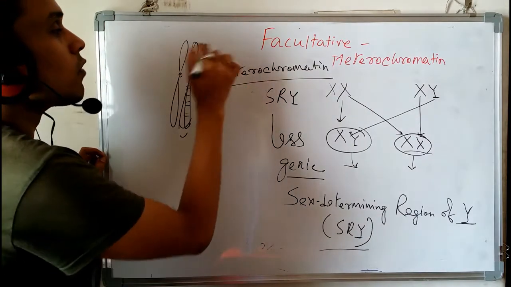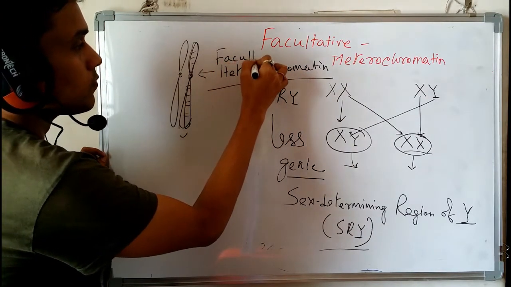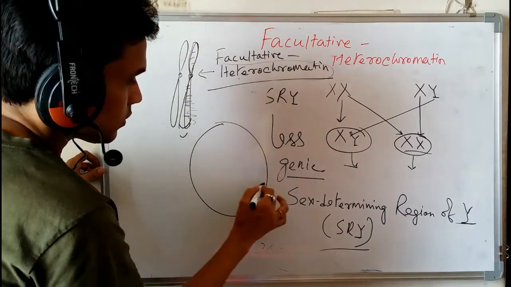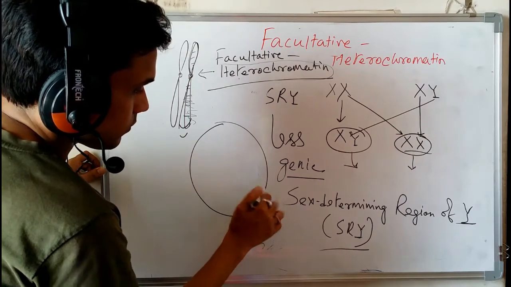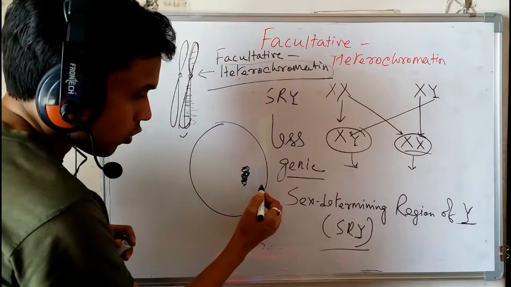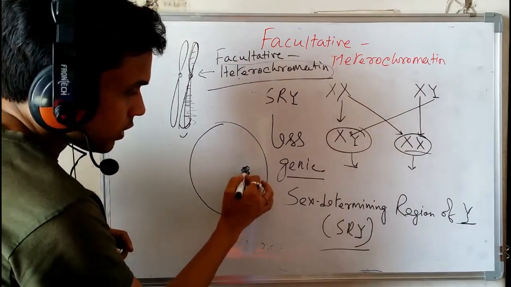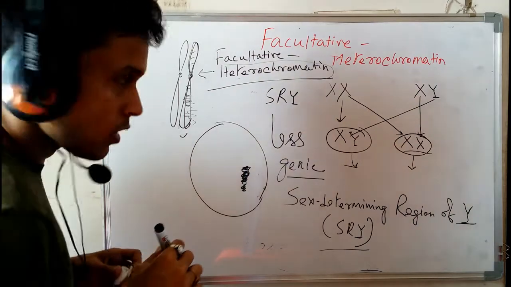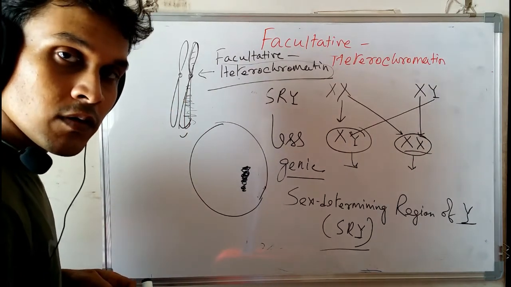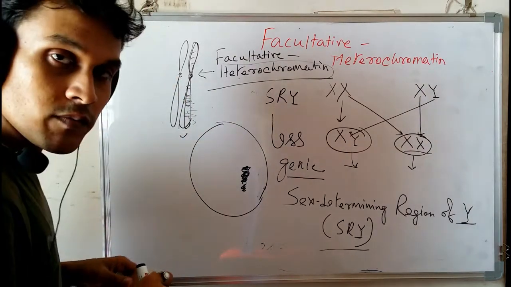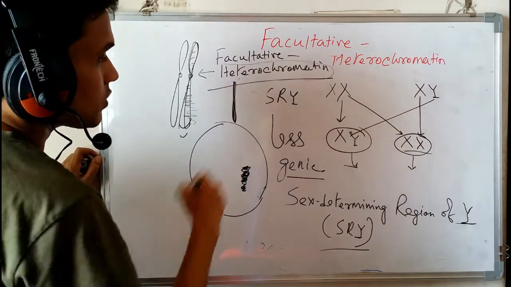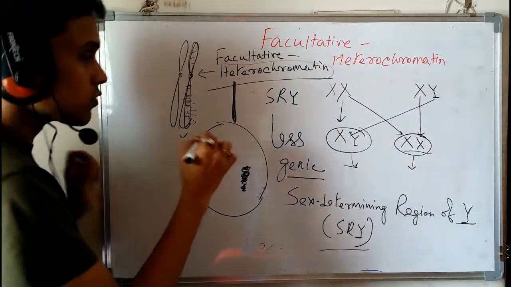This is one example of facultative heterochromatin. How can you see this in the interphase chromosome? By seeing some dark region of the X chromosome, not towards the periphery, but somewhere in the middle of the nucleoplasm. And if you want to see this in the metaphase chromosomal state, then you can see a dark drumstick-like structure. This is also called the Barr body.